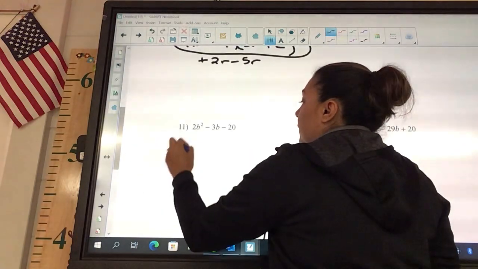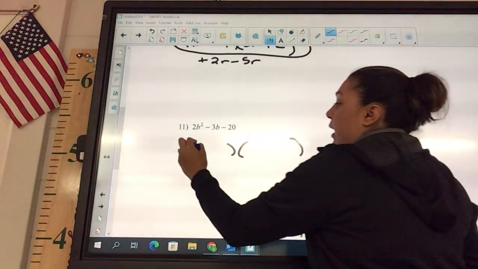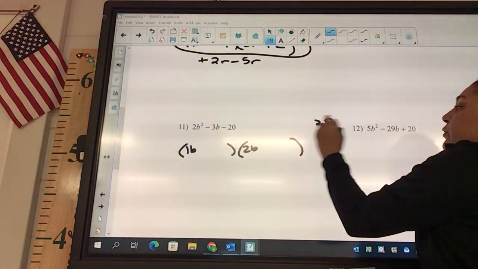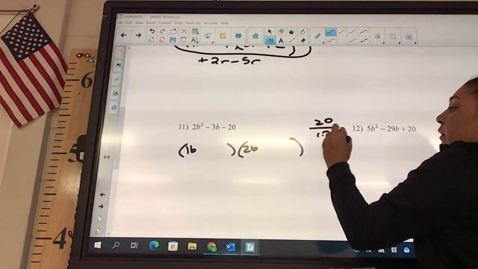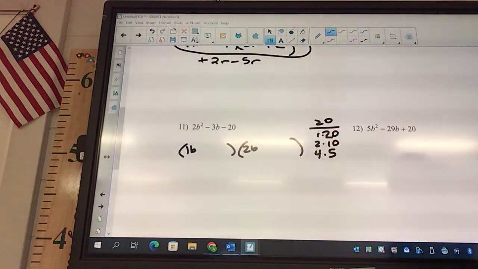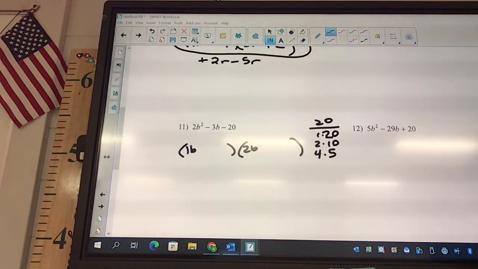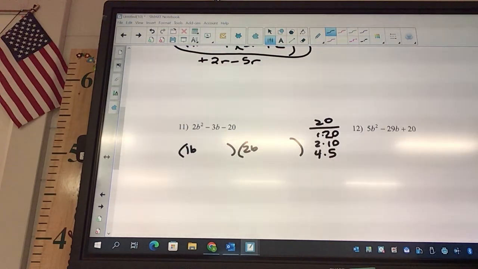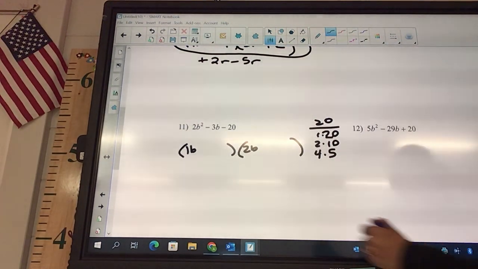Okay, 11. We got 1b and 2b. Okay, and for 20, I got 1 and 20, 2 and 10, 4 and 5. We need a 3, so what do you want to try? 2 and 10? 2 then 10 or 10 then 2? 2 then 10.